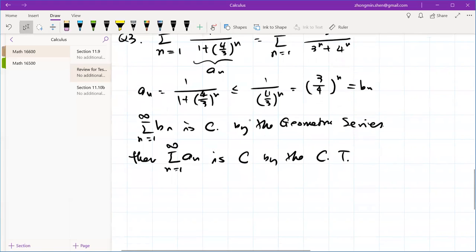Maybe the limit comparison test works, but you have to find the limit. Use the same b_n, a_n and b_n, and maybe the ratio converges to 1. But that's it. The limit comparison test is in the same category. Okay. 4.